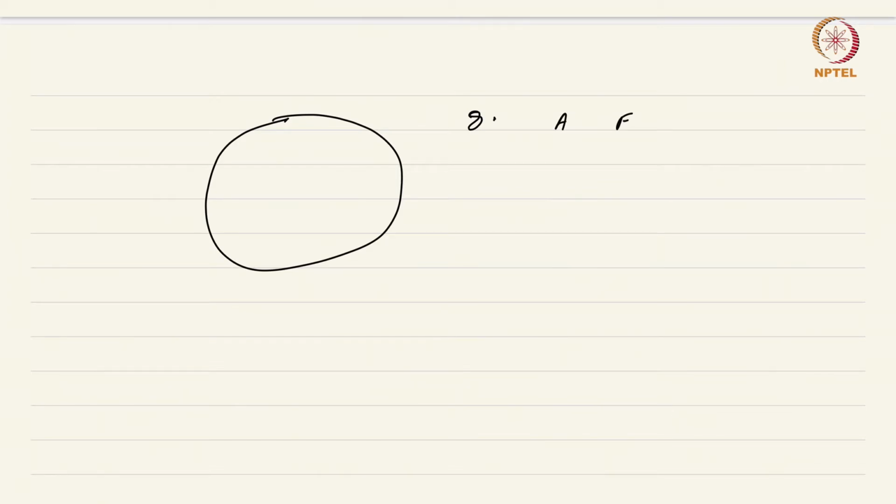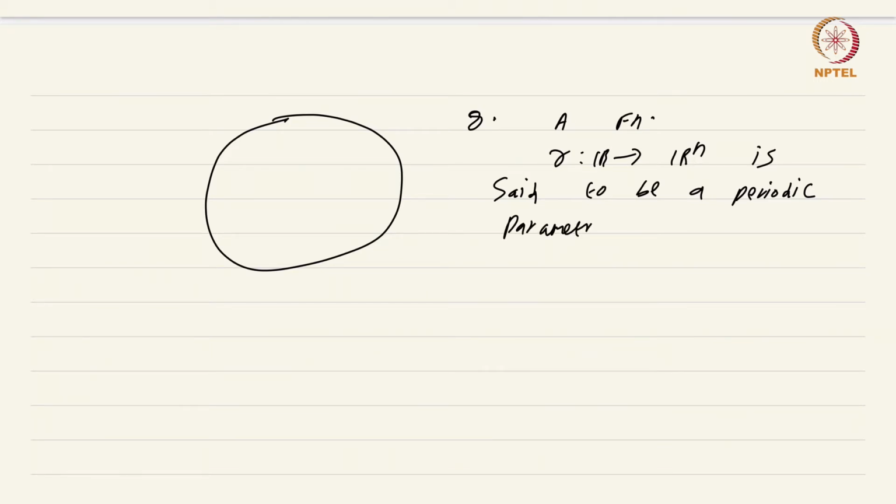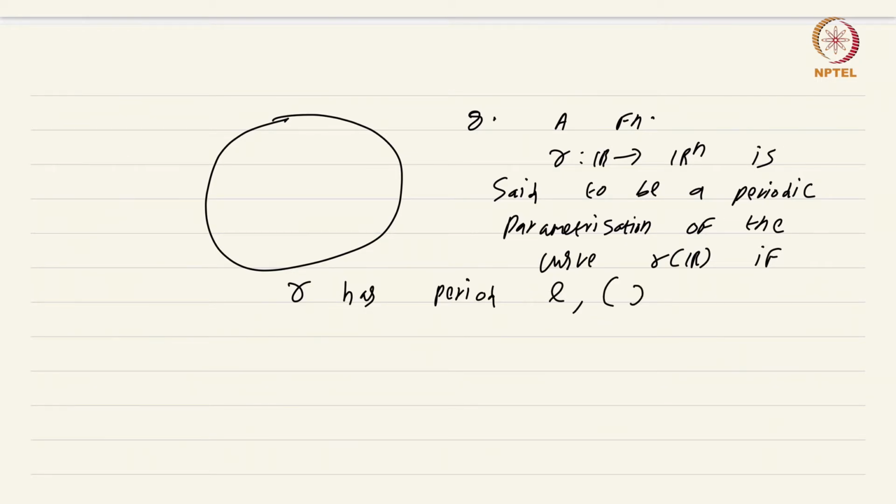A function gamma from R to R^n is said to be a periodic parameterization of the curve gamma of R if gamma has period L. This just means gamma of t plus L is equal to gamma of t. That's the meaning of the period.